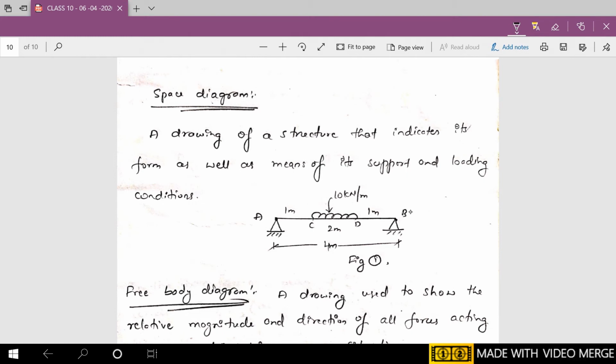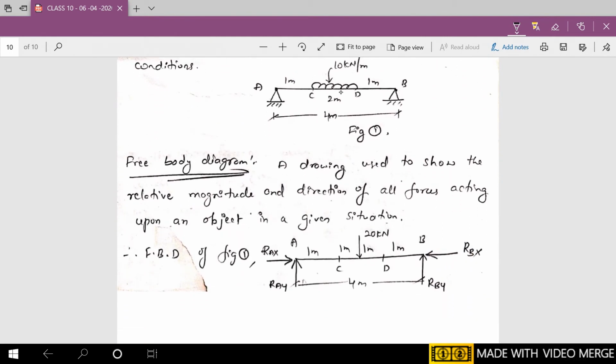The diagram indicating the beam form, support and loading as it is, is a space diagram. Whereas, if you know that this is a hinge with one reaction, and this is a hinge with another reaction, and this UDL is converted into a point load, that means it is acting on this portion itself. So it is acting for 2 meters. It should be at the middle, that is 1 meter from either side, that is C and D.